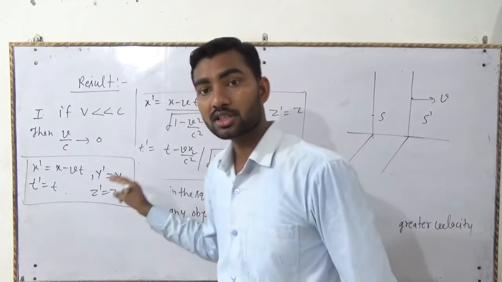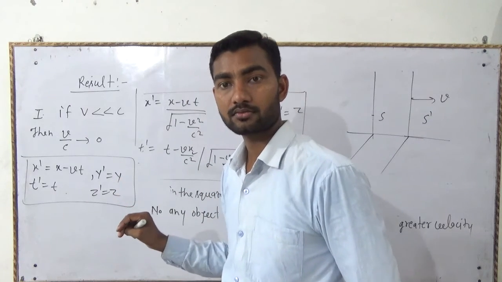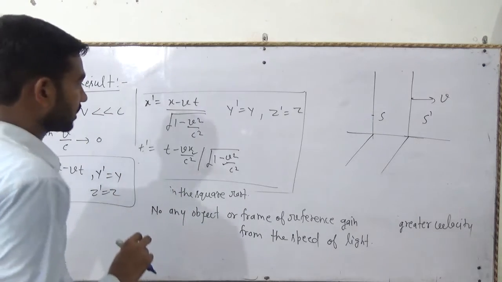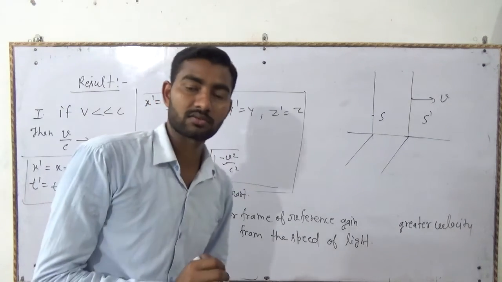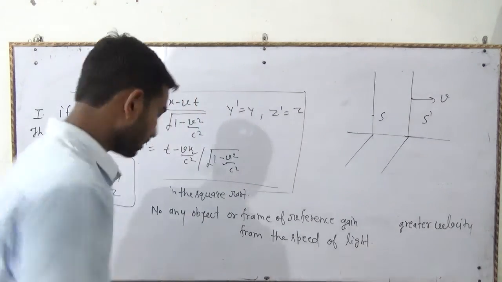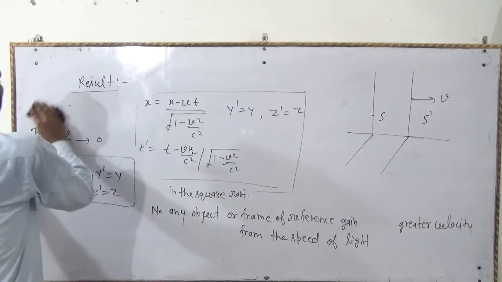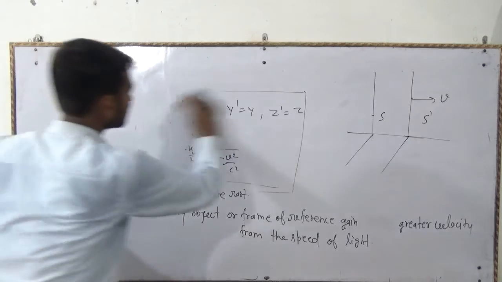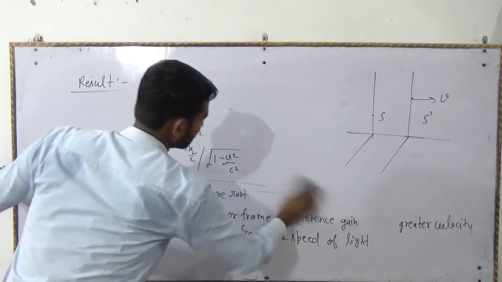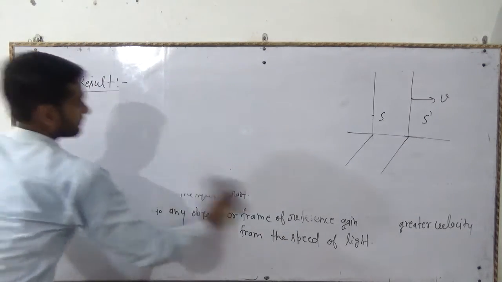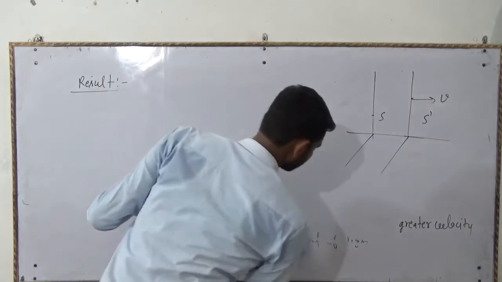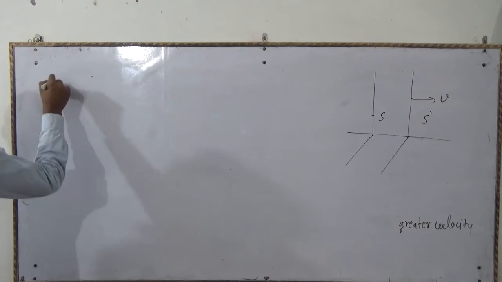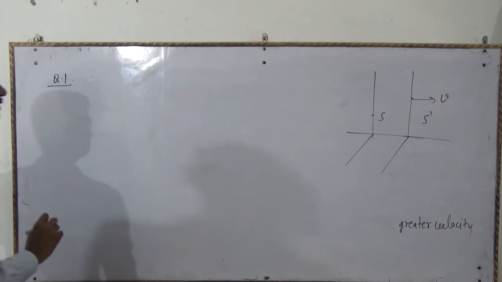This result we are also repeating here. So these two results we are getting from the Lorentz transformation equations. Now we will consider the next important result from the Lorentz transformation equations. Here we have one problem. This problem is very easy.